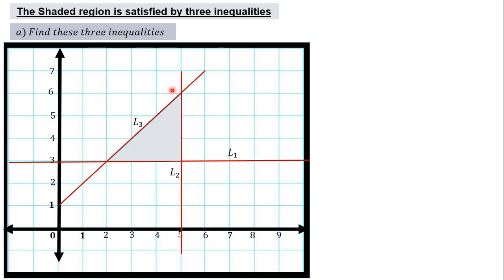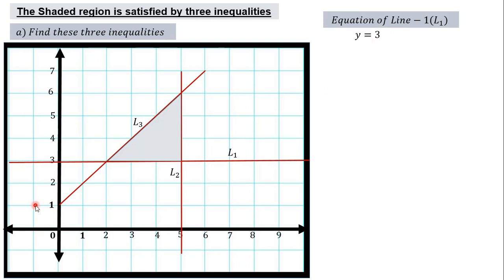Remember, students, the first step is you have to come up with the equation of all three lines L1, L2 and L3. So let's first find the equation of the line L1. You can see that this line is a horizontal line having a zero gradient. So the equation of such a line is always y equals the point where it intersects the y-axis. So the equation of this line is y equals 3.